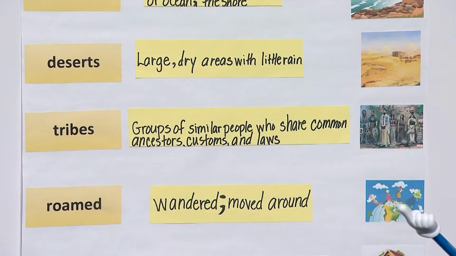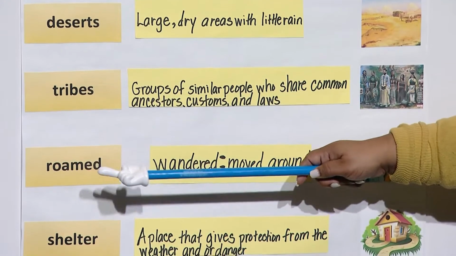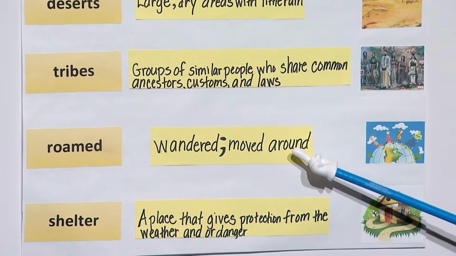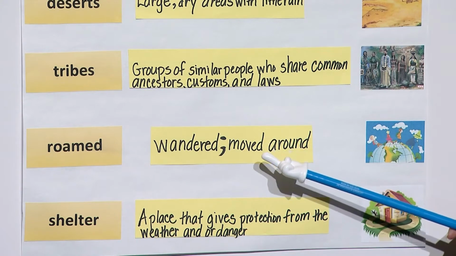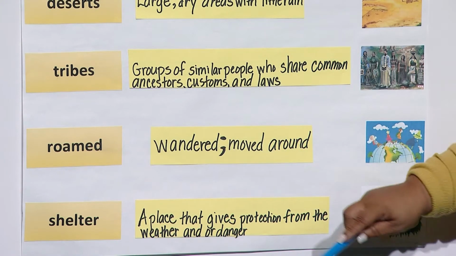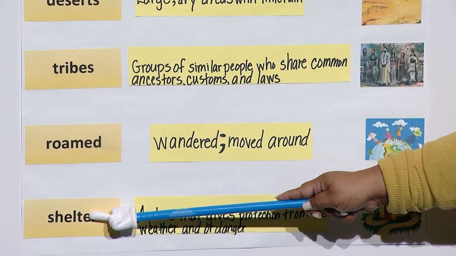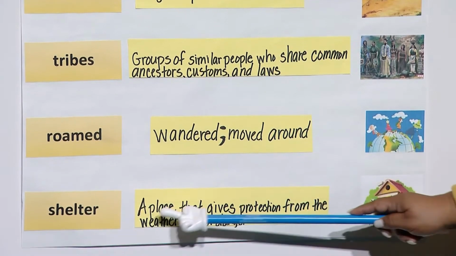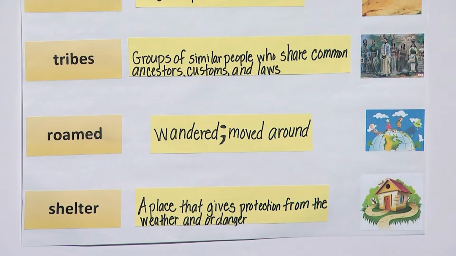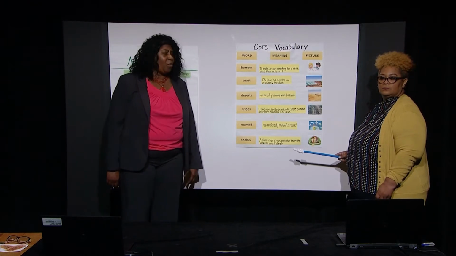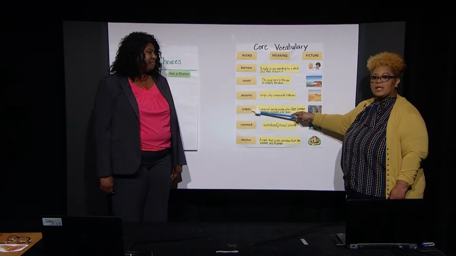Our next word is roamed. Say it with me, boys and girls. Roamed. Roamed means wandered or moved around. The herd roamed the countryside looking for food. Our next word is shelter. Say it with me, boys and girls. Shelter. Shelter is a place that gives protection from the weather and or danger. We all need shelter to keep us safe and warm. That's right, Miss Delphine. Our last word, boys and girls, is tribes.